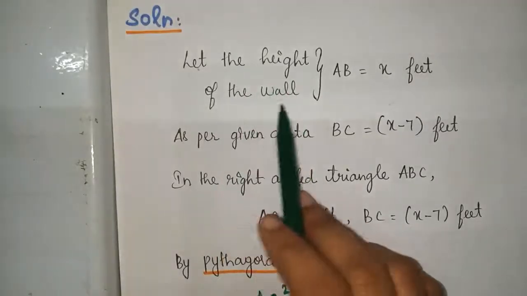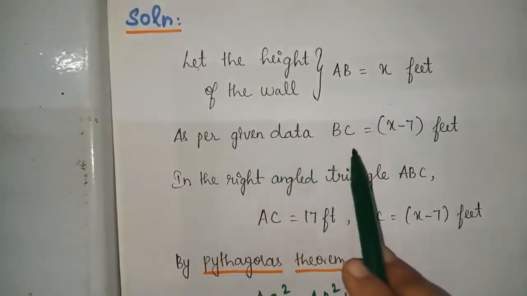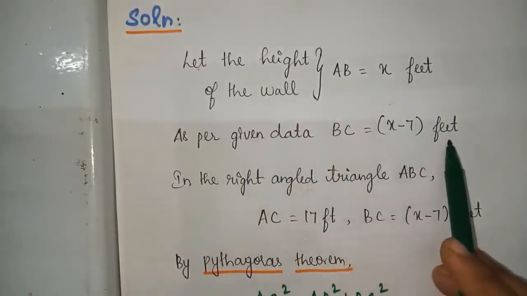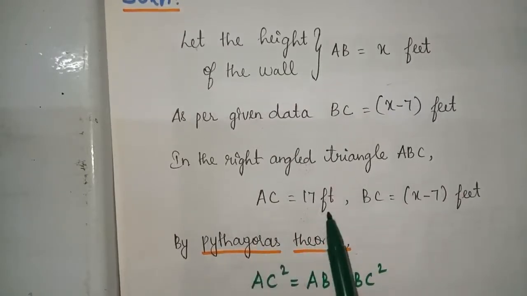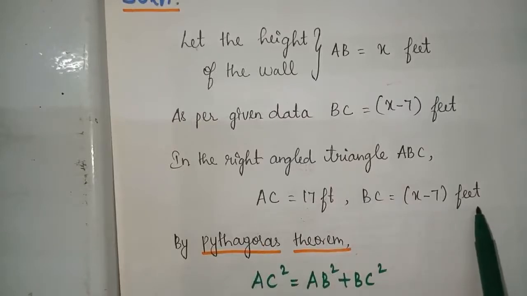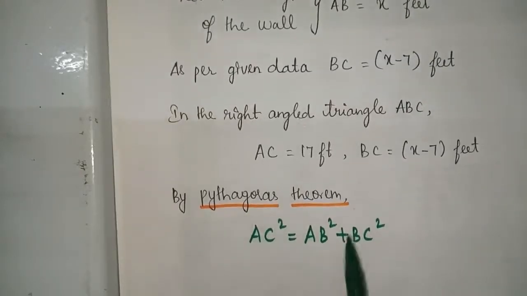Solution: let the height of the wall AB be equal to x feet. As per the given data, BC is equal to x minus 7 feet. In the right angled triangle ABC, AC is equal to 17 feet and BC is equal to x minus 7 feet. A ladder leaning on a wall forms a right angle triangle, so here we are using the Pythagoras theorem.